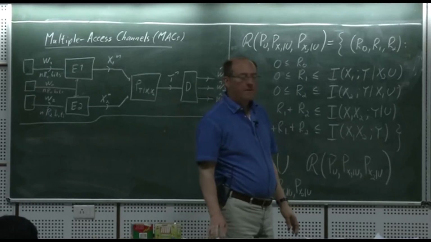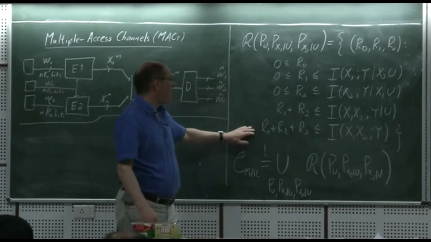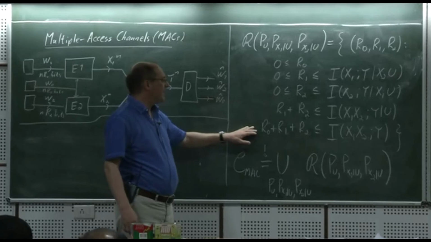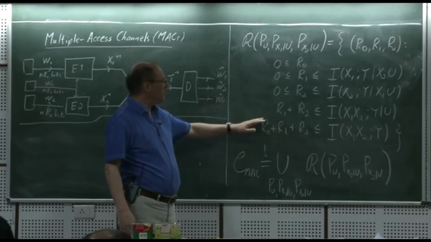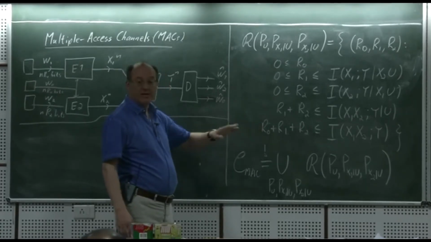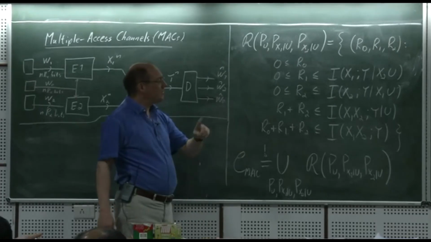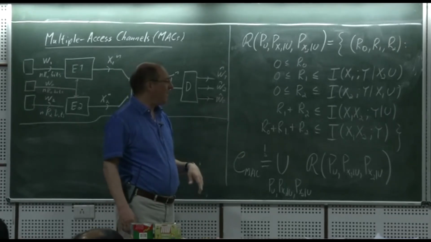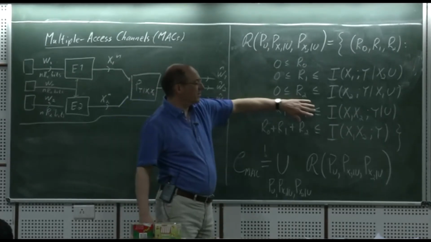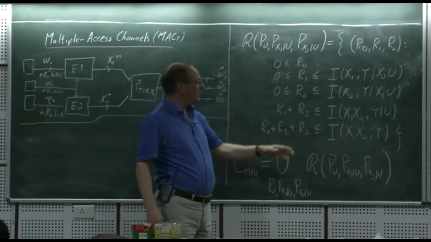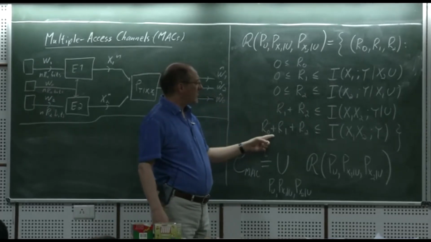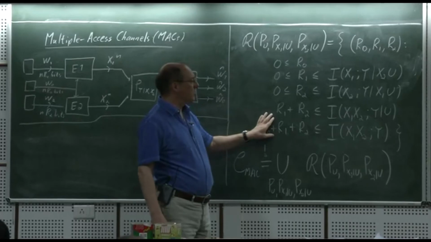So the last inequality will not be there if U is not there. If U is not there, this one will become redundant, right? But what we'll be interested in mainly is the case R0 is 0. So this will go away.